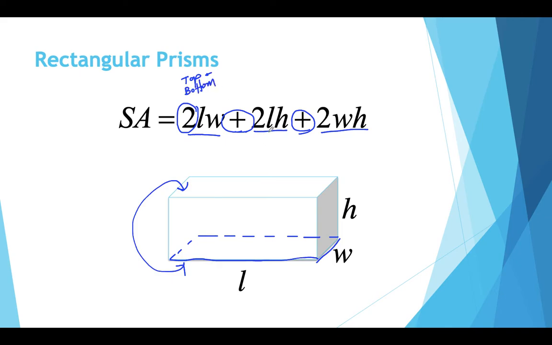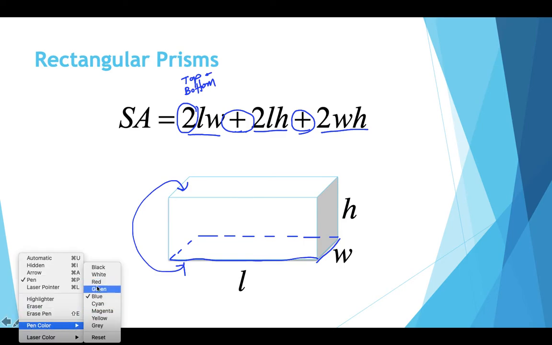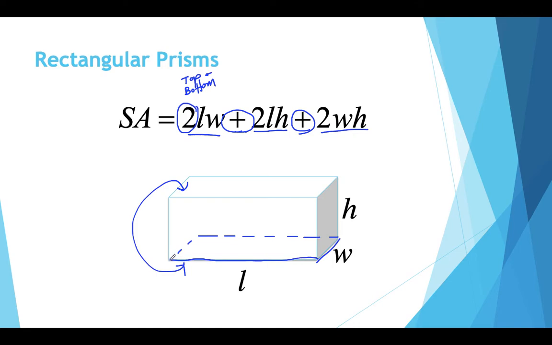Next, 2 times length times height. Let me use a different color for this one. Length times height is going to give you the area of this front rectangle. And if we look at the front of the box and notice that it's exactly the same as the back of the box, if we double it, this would give us the front and the back.